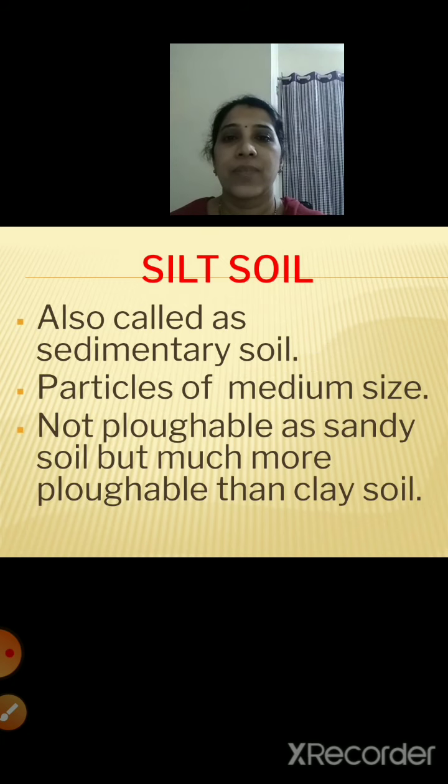So let's see the next soil, that is the silt soil. The silt soil is also called the sedimentary soil. The particles of the silt soil are of medium size, and the silt soil is not as plowable as the sandy soil, but it is much more plowable than the clay soil.